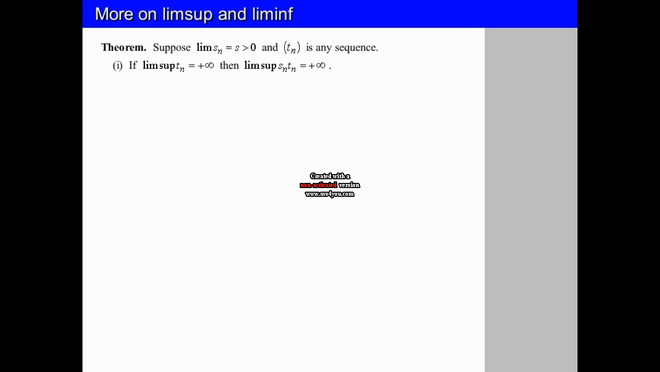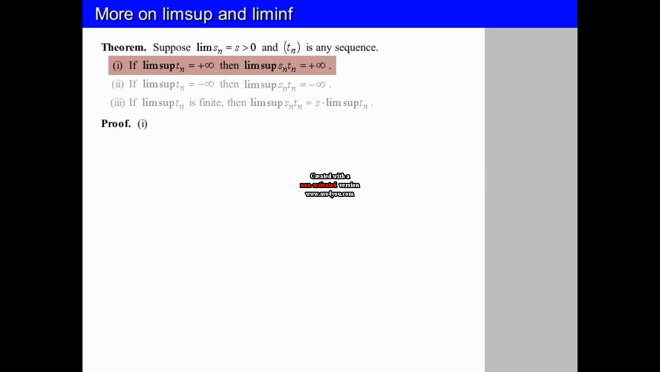If lim sup Tn equals positive infinity, then lim sup of the product sequence Sn times Tn is also positive infinity. Similarly, if lim sup Tn equals negative infinity, then lim sup of the product sequence is also negative infinity. And finally, if lim sup Tn is finite, then lim sup of the product is the limit of the Sn's times lim sup of Tn.